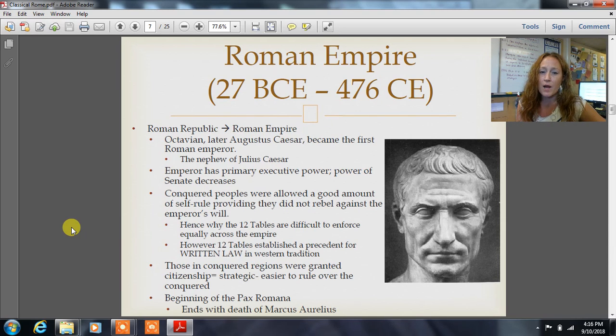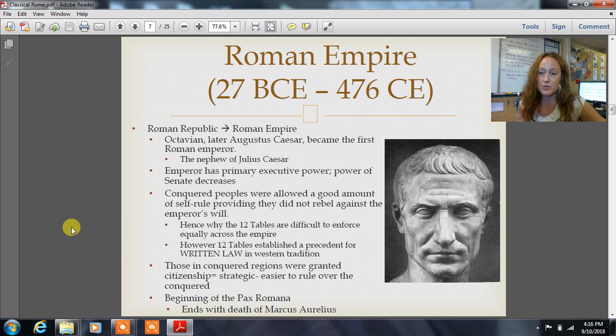The emperor has primary executive power, and the power of the Senate is going to decrease. The Senate does not disappear, and that's key to understand. The 12 Tables do not disappear. However, all effective and most power is going to now lie in the hands of the emperor.